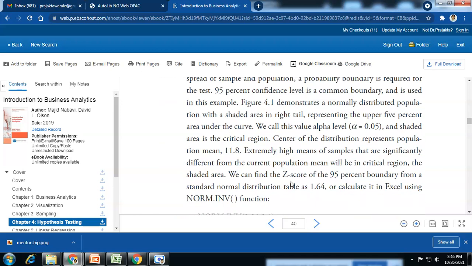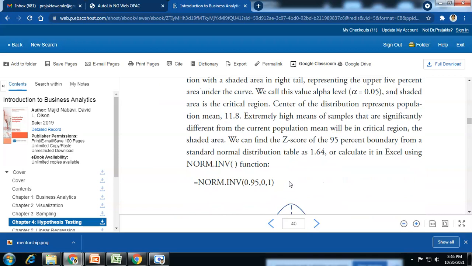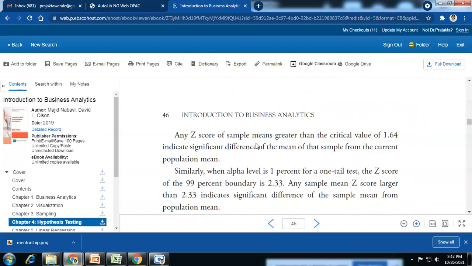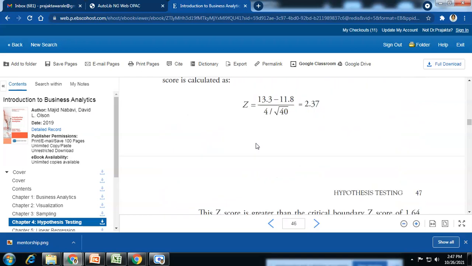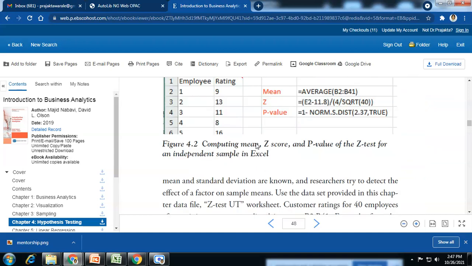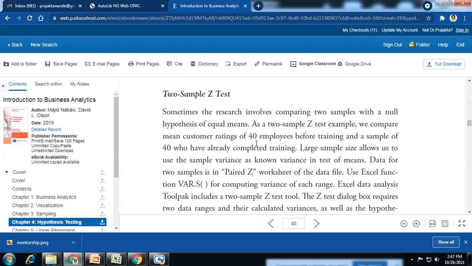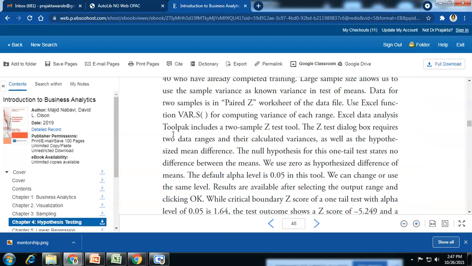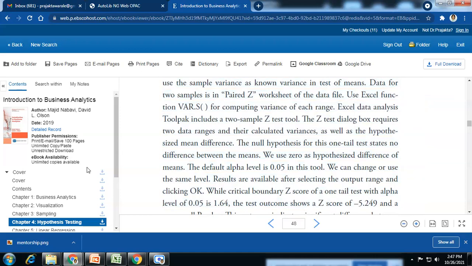In this book, you just go through it. You have EBSCO. Once you go to EBSCO, you can type in a search for hypothesis testing related to business analytics, and then you will come across this book. Have a look at how we interpret the values, and tomorrow we will try to execute these tests using R.